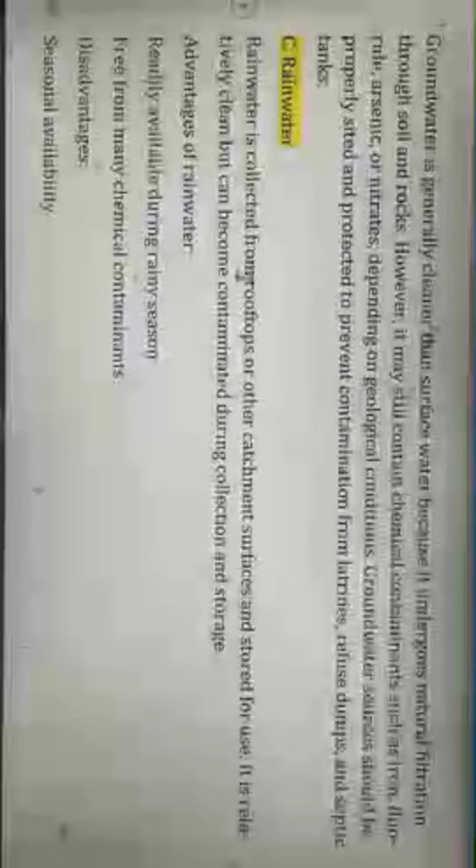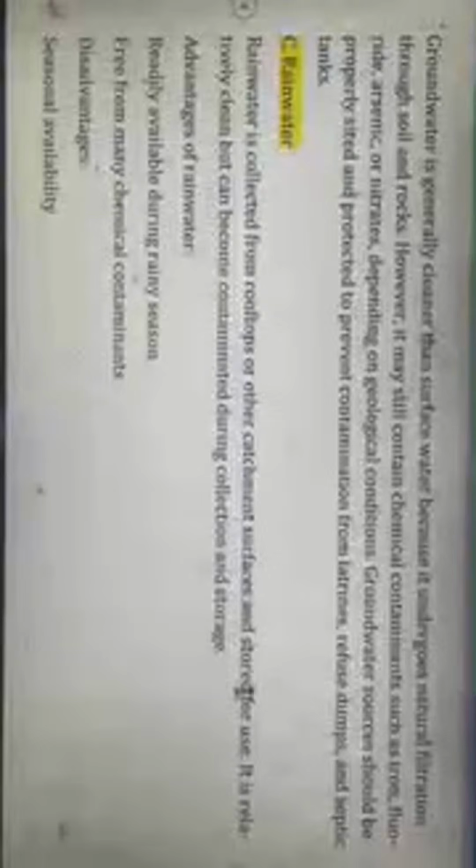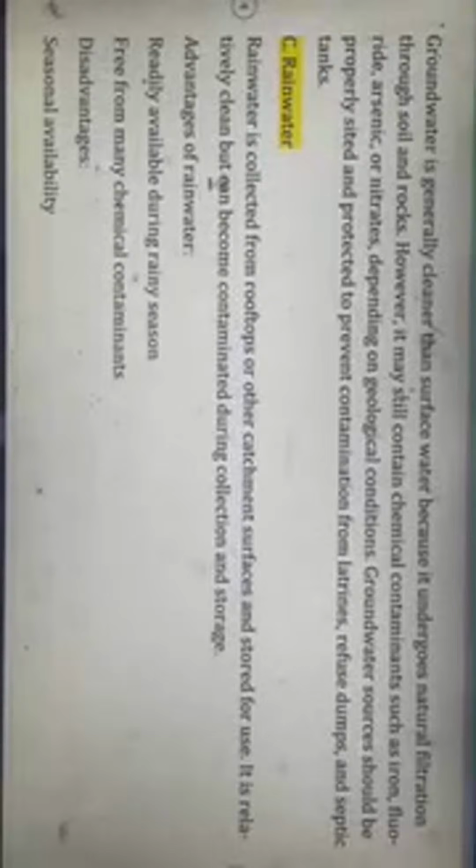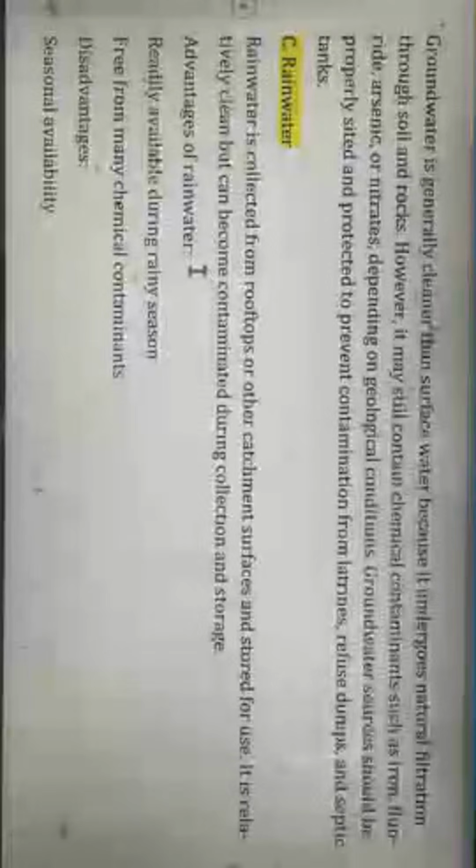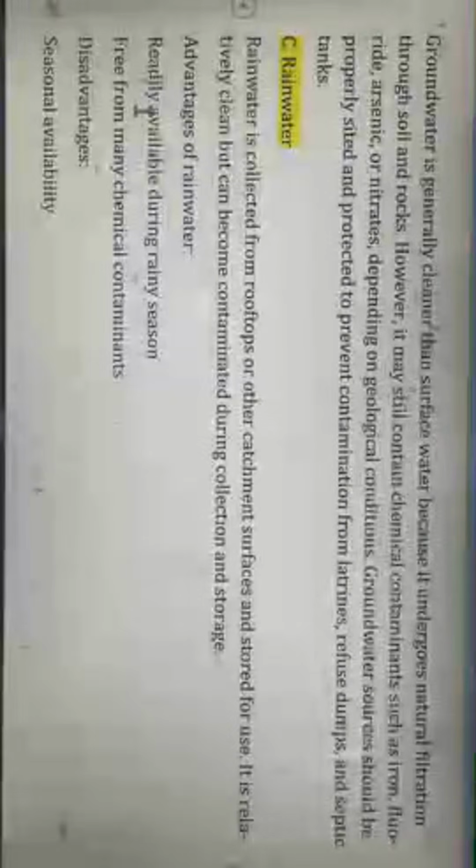Rainwater is water collected from rooftops or other catchment surfaces and stored for use. It is relatively clean but can become contaminated during collection and storage, like I earlier said. So, what are the advantages of rainwater? The safest for anybody is groundwater.